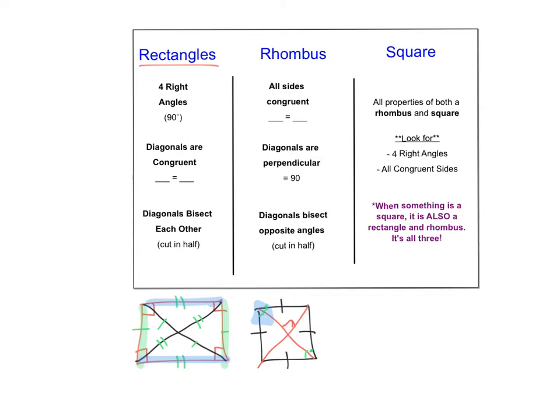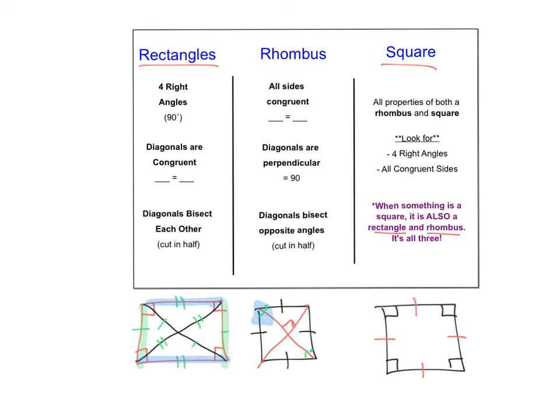Lastly, we have our square. Now this is kind of a hybrid between the rectangle and the rhombus. So it has all the same properties as a rectangle and all the same properties as a rhombus. But the biggest pieces that we look for are the 4 right angles, like from a rectangle, and the 4 congruent sides, like from a rhombus. So if something's a square, we can also say that it's a rectangle and a rhombus.